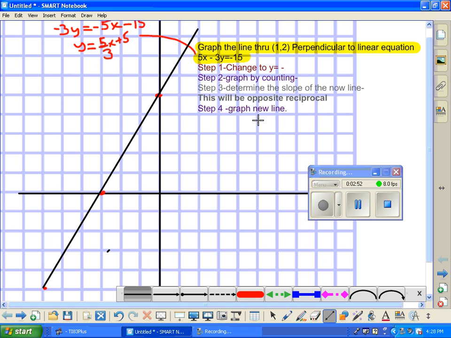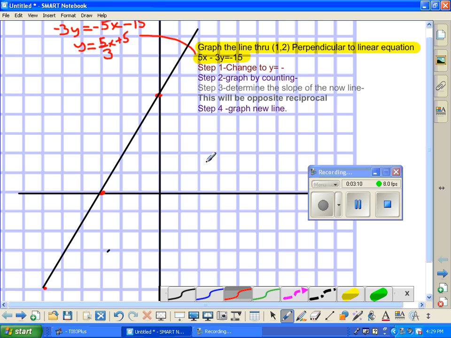Now let's look at step 3. We're to determine the slope of the new line. We need to create a new line, and the new line will go through the point (1, 2). So first of all, let us locate the coordinates (1, 2). We move over 1 and up 2. Now that we've located it, we need to graph another line.